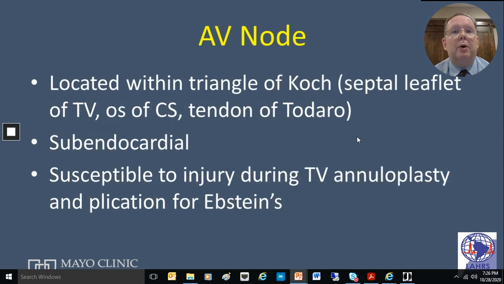We do also know that the AV node is in a little bit of an unusual position in patients with Ebstein. It's typically located within the triangle of Koch. It's a subendocardial structure and it's susceptible to injury during a tricuspid valve annuloplasty and the plication that's done for Ebstein. So it's important that when you talk to your surgeon about these repairs, they should be very aware of the AV node.